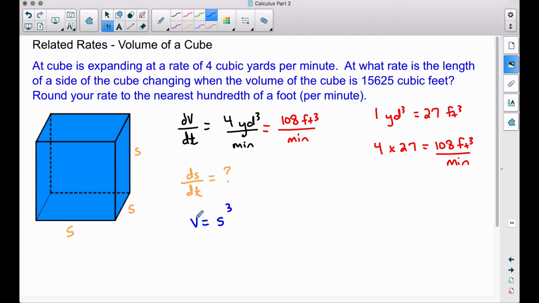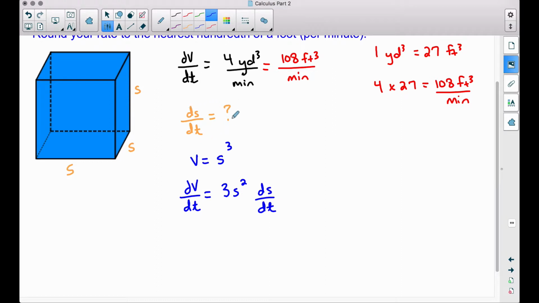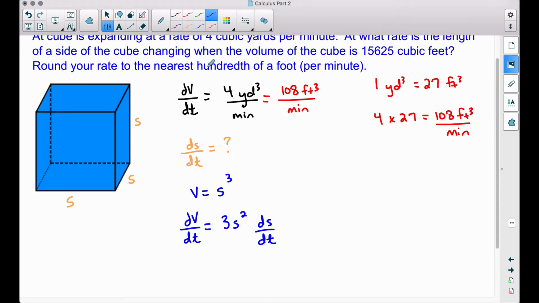Differentiating this, we have the derivative of V with respect to time is dV/dt. This is the rate of change of volume with respect to time, equal to, differentiating S cubed with respect to time, 3S squared. Don't forget your dS/dt. This is the rate of change of the length of a side with respect to time. Remember, that is what we're looking for here. And we're going to come back and round this to the nearest hundredth of a foot per minute when we get our final answer. However, to get dS/dt, we have to know what dV/dt is. Remember, we did convert that to cubic feet per minute, but we also need to know what S is, the length of a side.